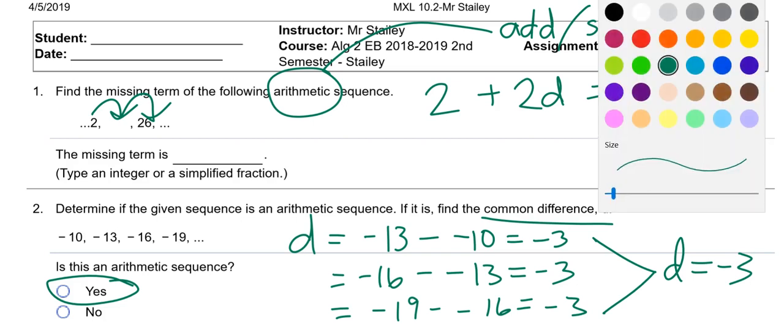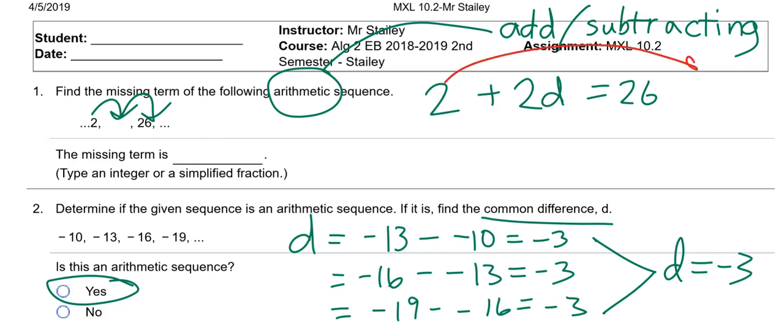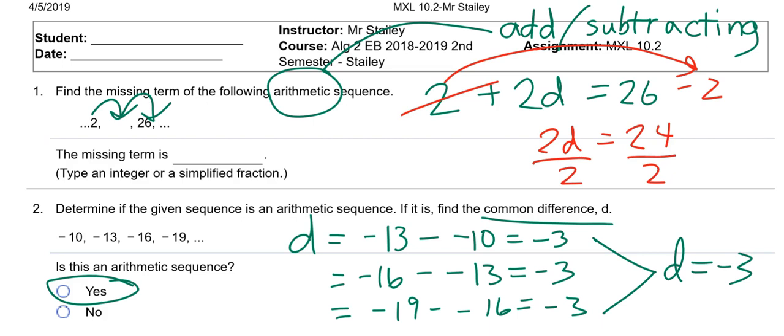Well, if you solve this, here's what you're going to find out. We're going to push this to the other side, right? Alright, so we could move that off the list, bring that over. 2d equals 24. Divide by 2. Well, that means my common difference is 12. So if I take 2 and I add 12, I get the middle term, which is 14.